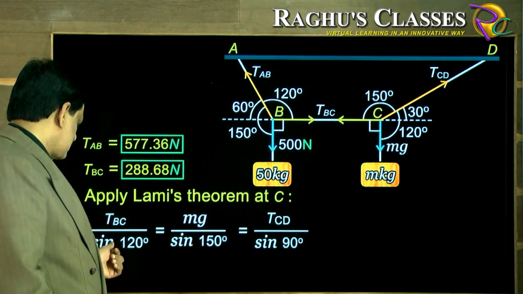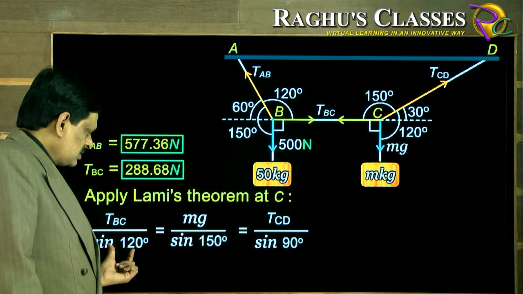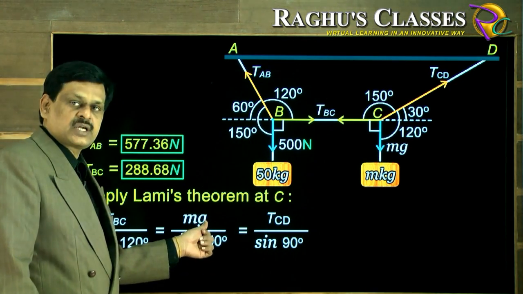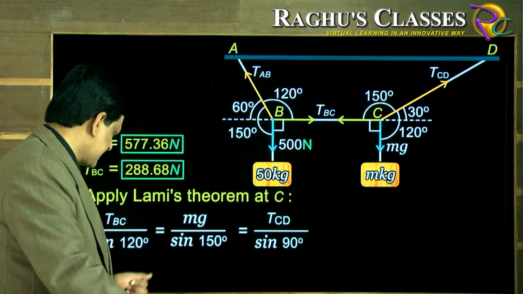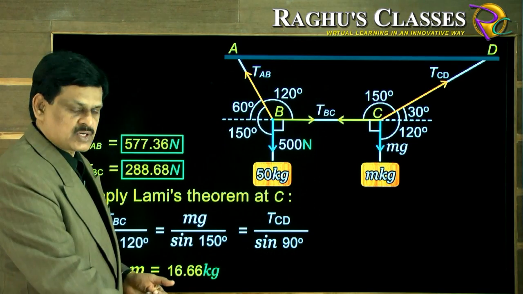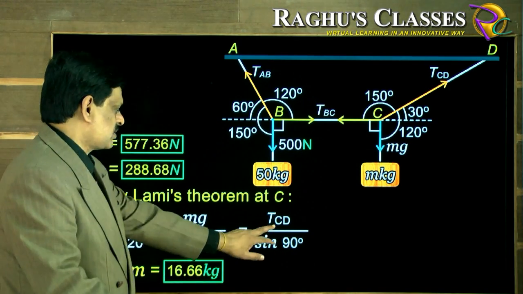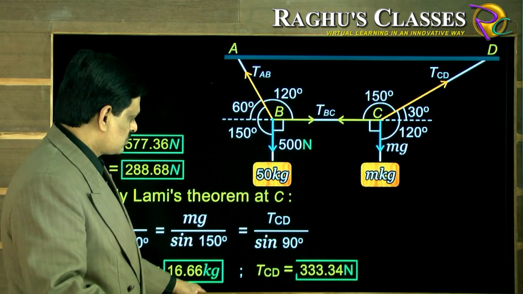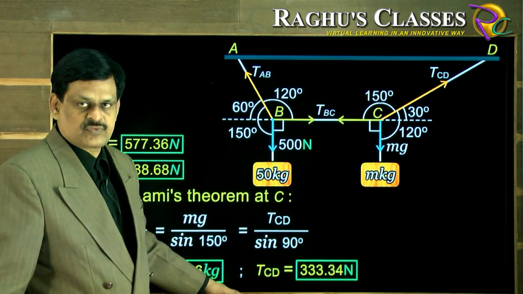So here everything is known. You know this value TBC, you can put it here. G you can put as 10 as given in the question. So the unknown m can be estimated by equating this. You get m as 16.66 kg, and you can equate this and this, putting TBC here, and the unknown TCD can be calculated. So we get the third tension TCD as 333.34 Newton.